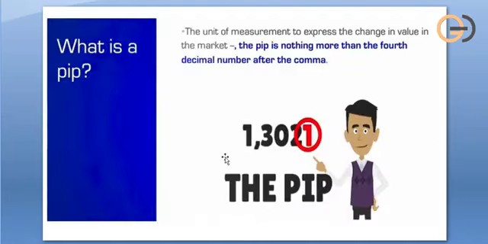So on this note, we talk about the pip. The unit of measurement to express the change in value in the market. The pip is nothing more than the 4th decimal number after the comma. So once you have a 4-digit number representing the value of a currency, the last digit is known as the pip. And how do you calculate the pip?